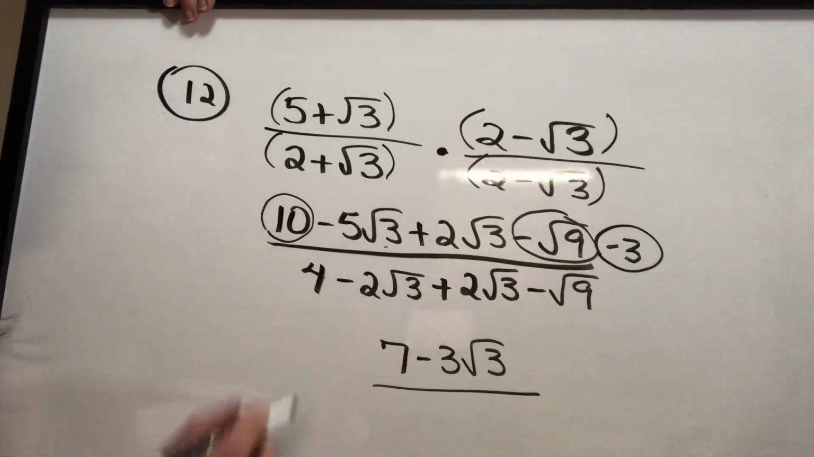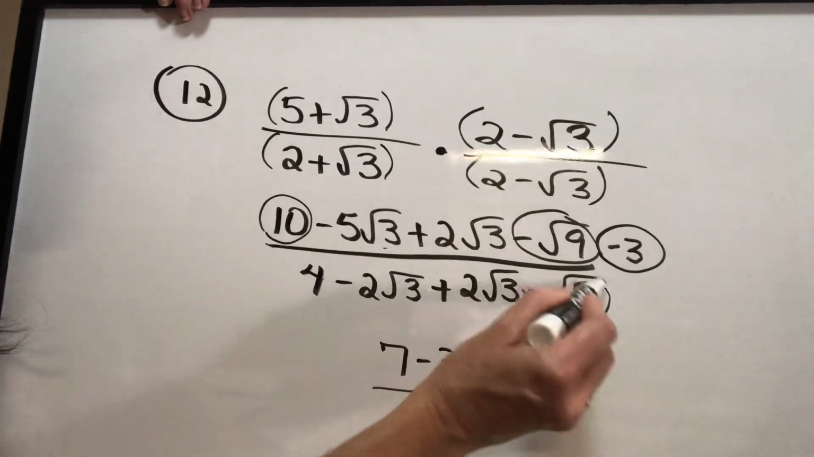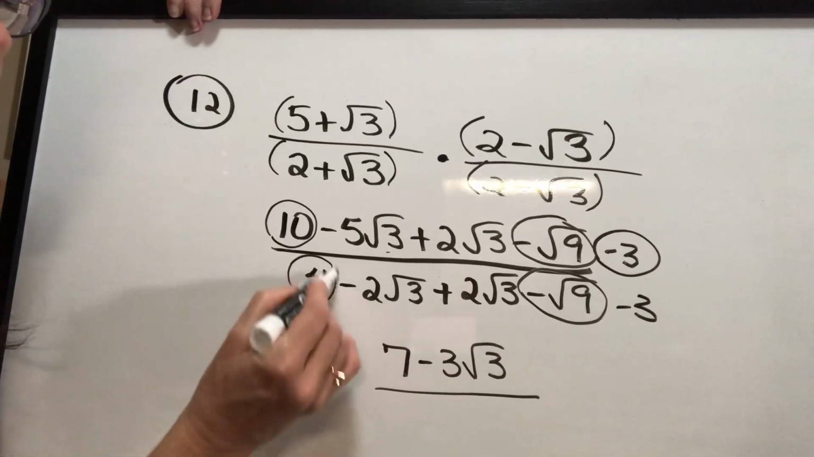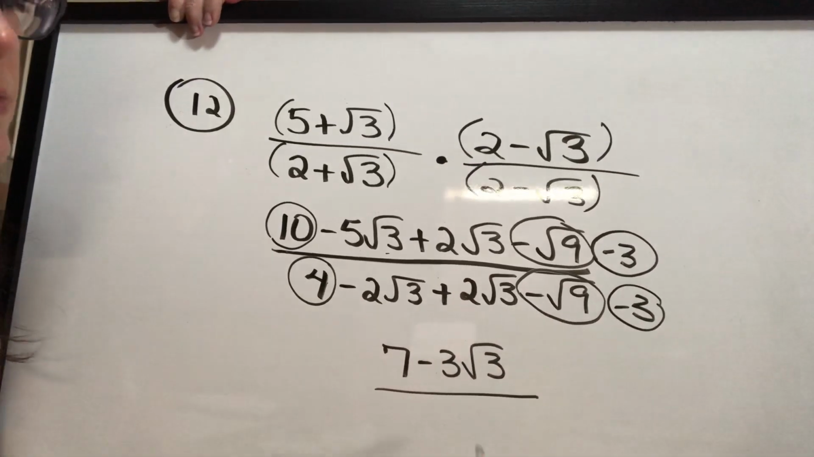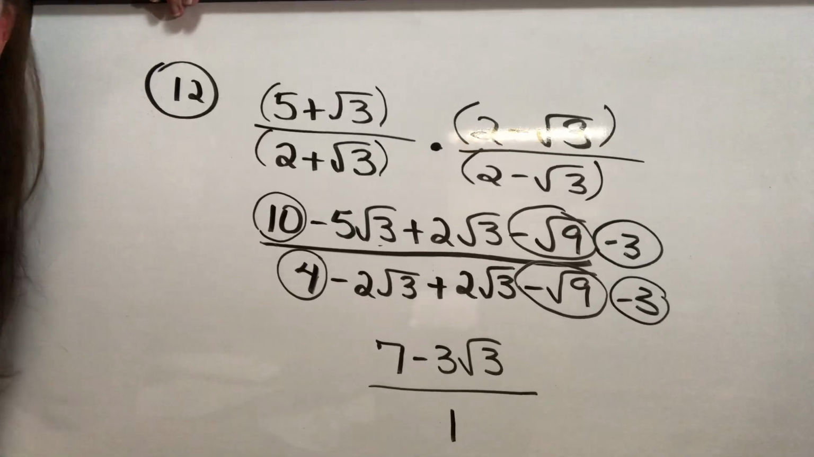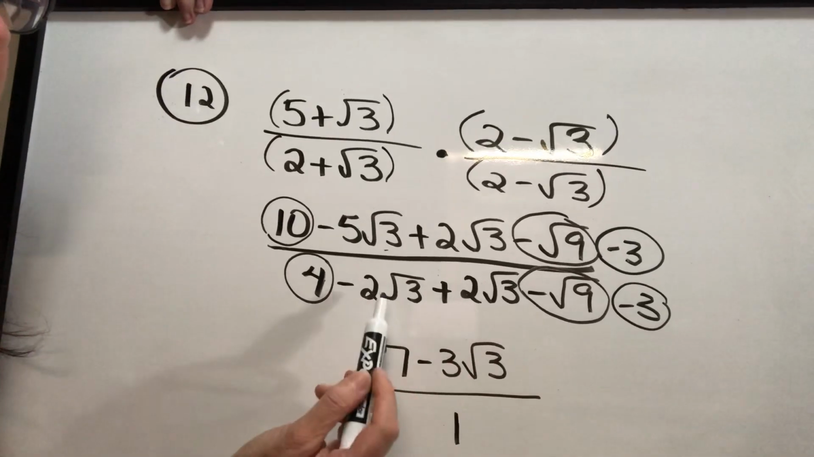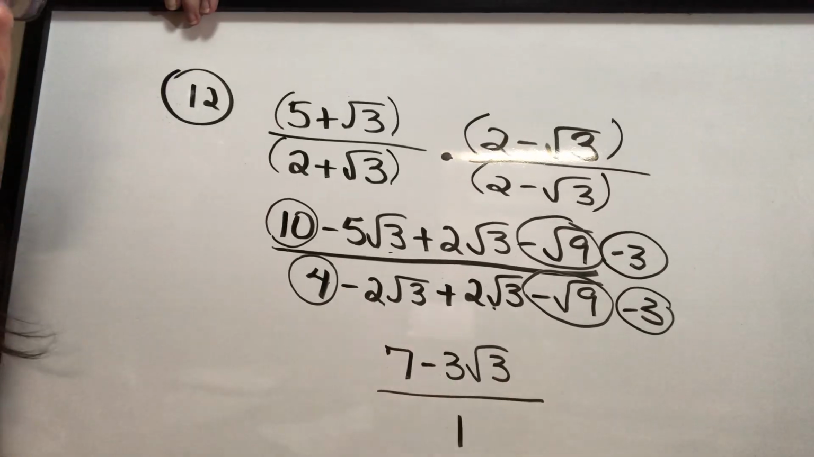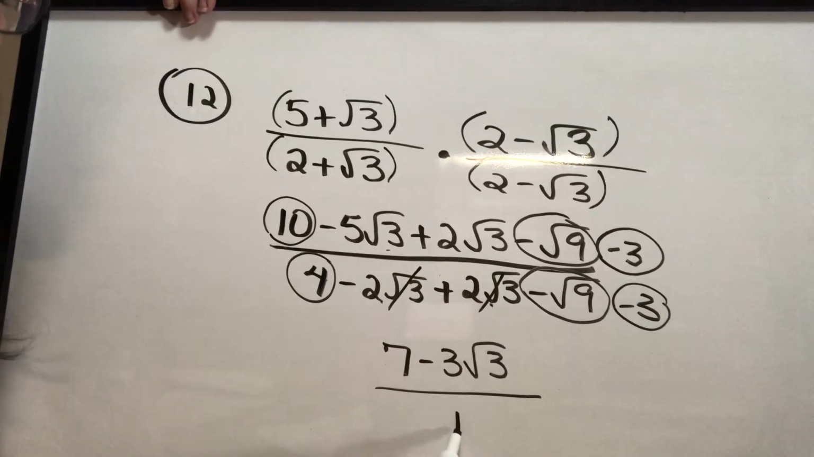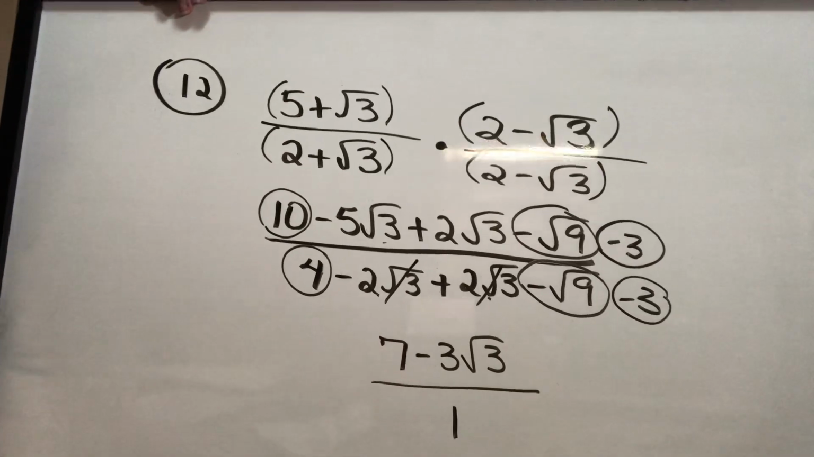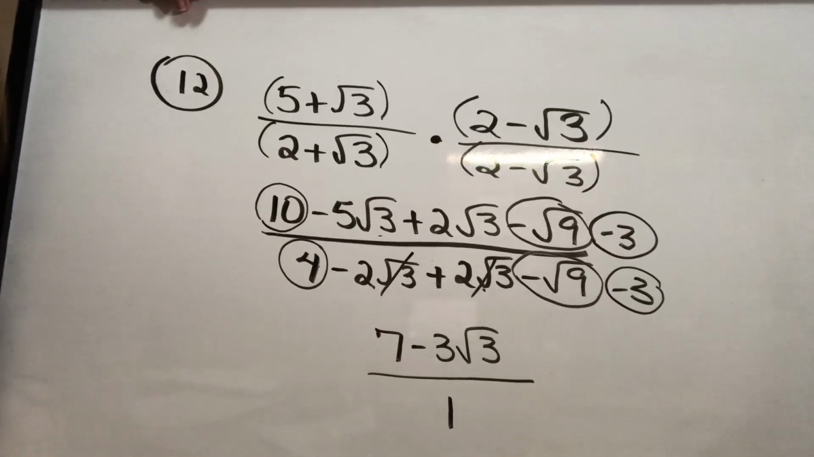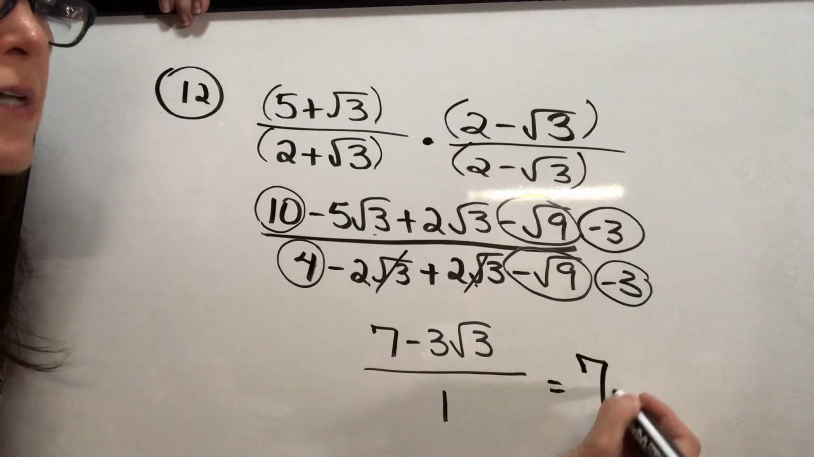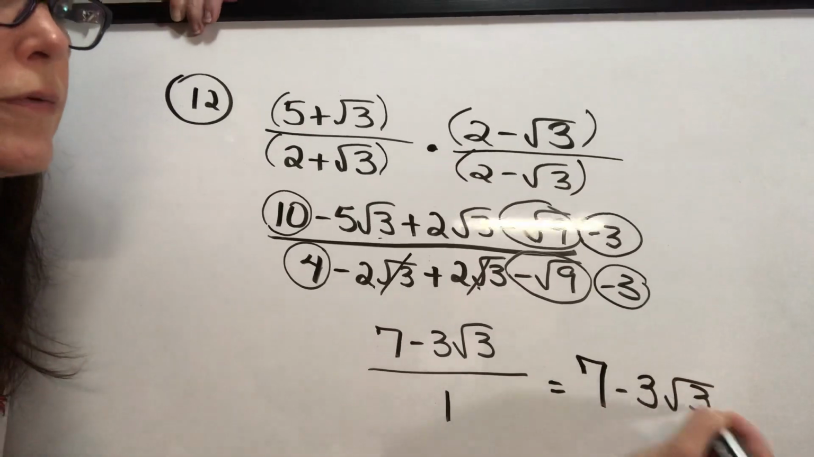So now the denominator. So remember at the end, this negative square root of 9 would be negative 3. So the 4 at the beginning could be combined with the negative 3 at the end. So that would be 1. Then the 2 in the middle could be combined. So negative 2 square root of 3 and positive 2 square root of 3, that cancels out. So you're just left with 1. Now a fraction is not simplified if it has 1 in the denominator, so you can just write your answer without the 1. So you can just say your answer is 7 minus 3 square root 3.